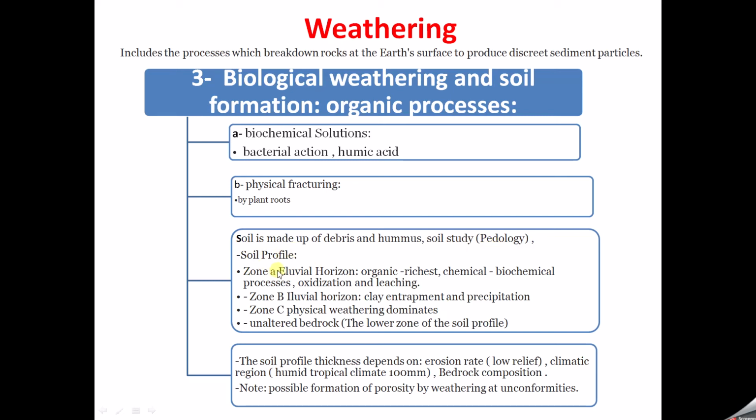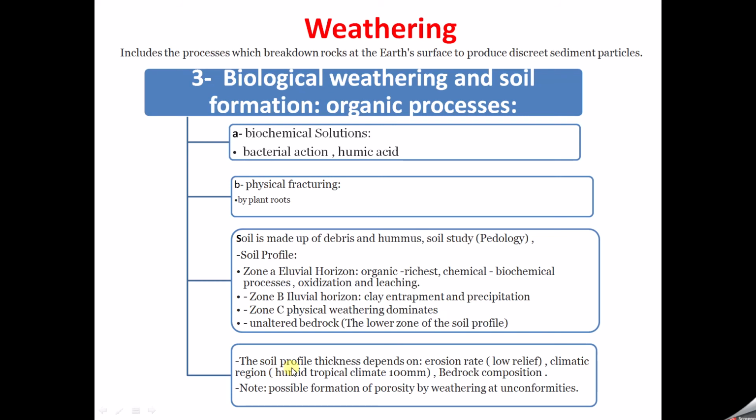Soil profile has zone A, zone B, zone C. Zone A, eluvial horizon, organic rich. So we have chemical, biochemical process. That means we have oxidization process and leaching process. Zone B, illuvial horizon. It's clay entrapment and precipitation. So clay deposits in this zone and will prevent liquids from coming down to zone C. That's why zone C is the physical weathering zone. Physical weathering dominates there. And then under zone C, unaltered bedrock, the lower zone of the soil profile.